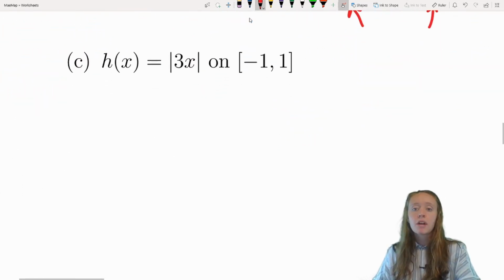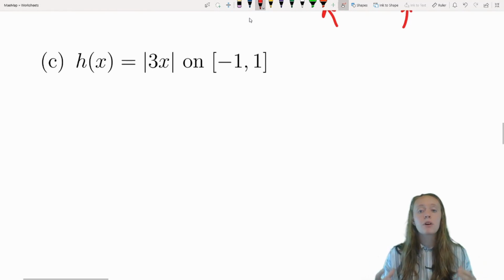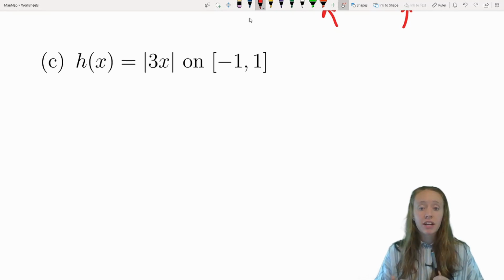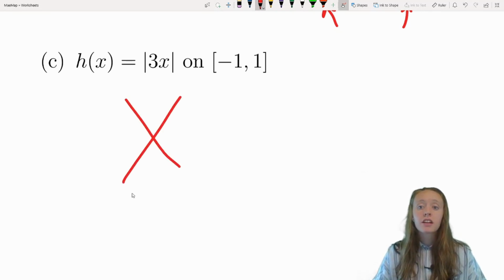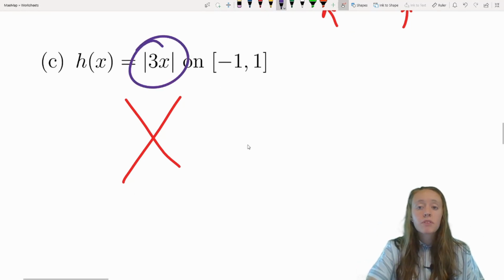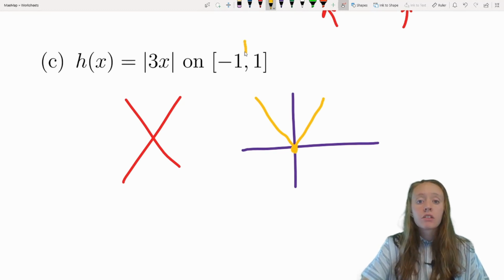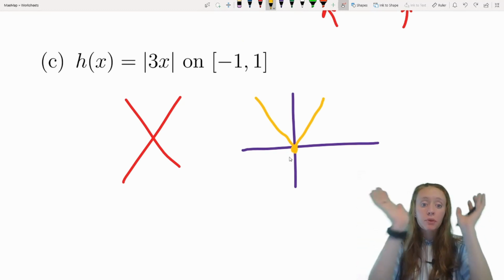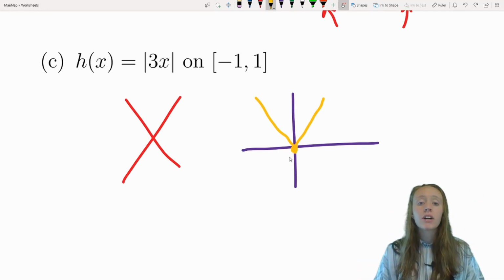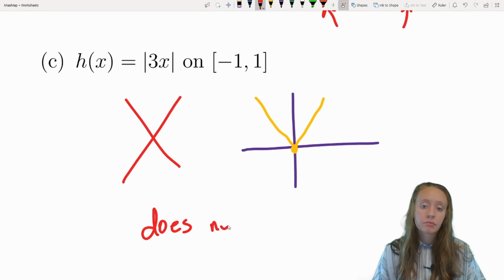In part C, we have h of x equals the absolute value of 3x on the interval from -1 to 1. Remember, we need to double check. Do we have that closed interval? Yeah, we have the closed interval from -1 to 1. Are we differentiable everywhere on that interval? No, we are not. Therefore, the mean value theorem does not even apply in part C, because think about what the absolute value of 3x looks like. The absolute value of 3x, we're going to get a corner at the point 0. 0 falls in our interval, and we are not differentiable at that sharp corner. Therefore, the mean value theorem does not apply.